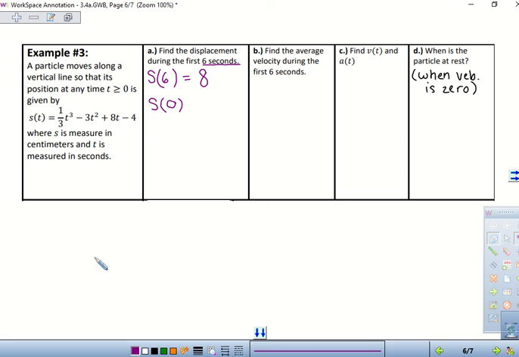So if I plug in 0 here, what am I going to get? Negative 4. Now, displacement is final minus initial, right? So it's going to be 8 minus a negative 4, which is going to be 12. So your displacement is 12 centimeters.